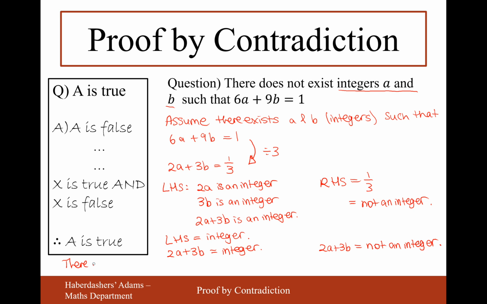Therefore, there is a contradiction. Always good to put the word contradiction in a proof by contradiction proof. There is a contradiction. Therefore, what we assumed to start with that led us to this contradiction must be false. So we've got the double negative happening here, which means that the original statement must be true. So therefore, there does not exist a and b. And there we are, that's the answer to this proof. Let's move on to the next one.